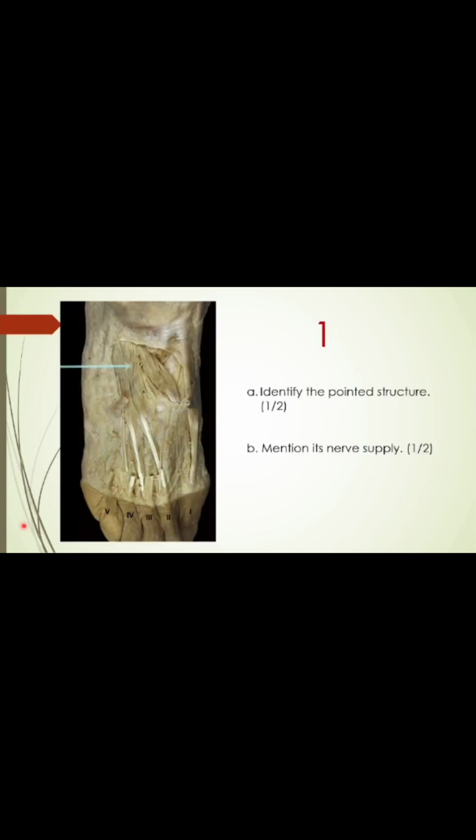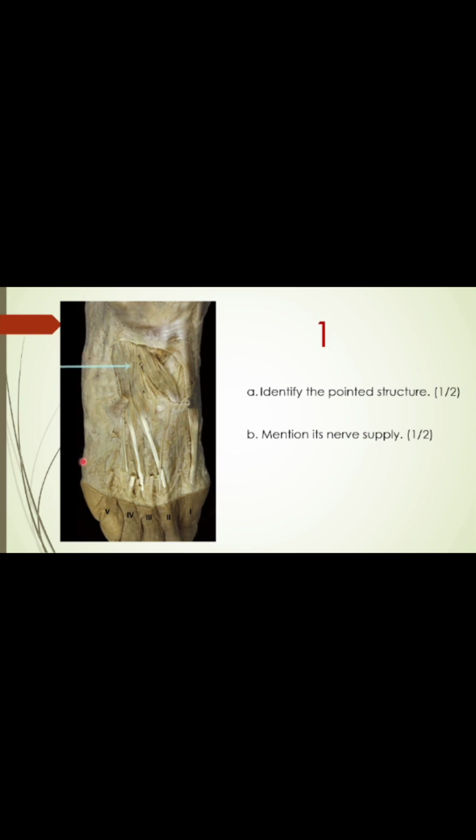Hello dear students, today we learned a few spotters of the lower limb. The first question is A. Identify the pointed structure. B. Mention its nerve supply. You can see this region is the dorsum of the foot, and this is the medial border and this is the lateral border.